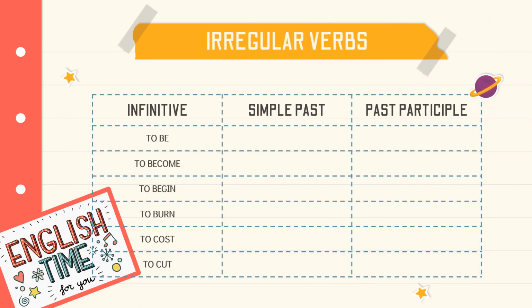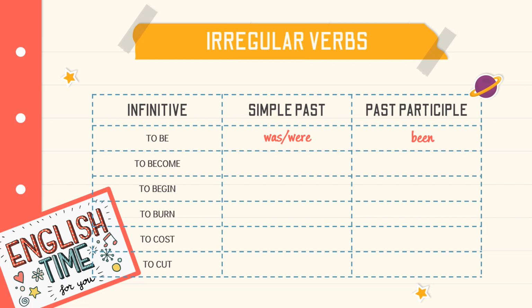Okay, grade 5, because we're talking about the passive, we need to use the verb tree of the verb. So here, let's find out the answers of these. The infinitive: to be, to become, to begin, to burn, to cause, to cut. And you must write down the simple past and the past participle of those infinitives. So to be, the simple past is was or were. The past participle is been.